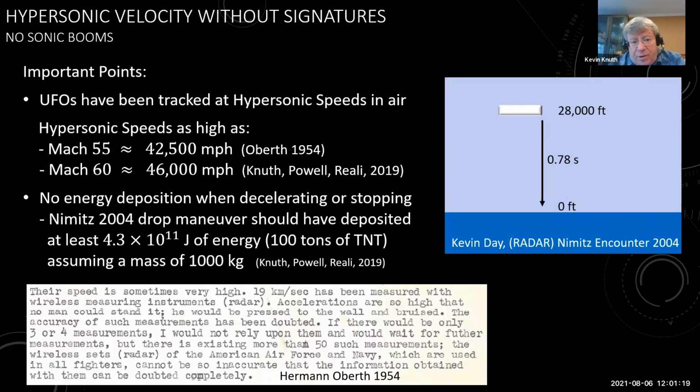I would say that it would be worse than that, far worse. The accuracy of such measurements has been doubted. If there would only be 3 or 4 measurements, I would not rely upon them and would wait for further measurements. But there are more than 50 such measurements. The wireless sets of radar of the American Air Force and Navy, which are used in all fighters, cannot be so inaccurate that the information obtained, blah, blah, blah.